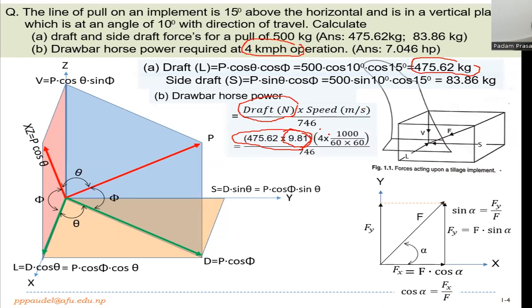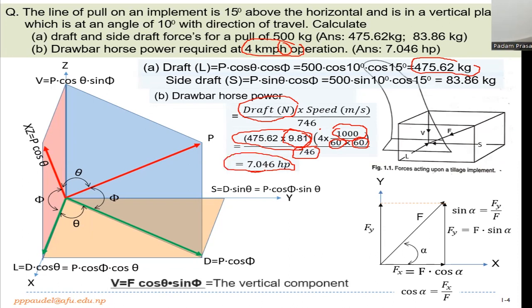You have to convert that kilometer per hour to meter per second. For converting kilometer to meter, you have to multiply it with 1000, and for converting hour to second, you have to divide it by 60 for converting it to minute, and minute to second also divide it by 60. Then divide this whole by 746, and you can get the value of horsepower, that is 7.046 HP. Okay, that is the drawbar horsepower.